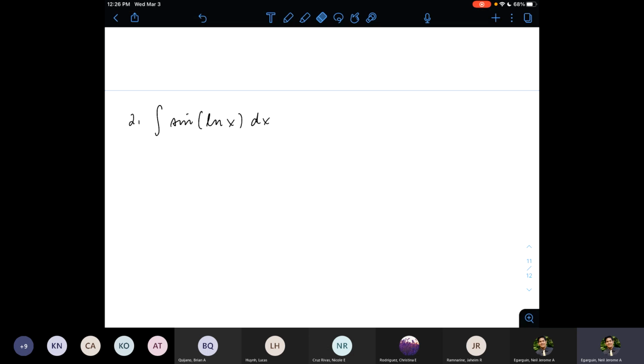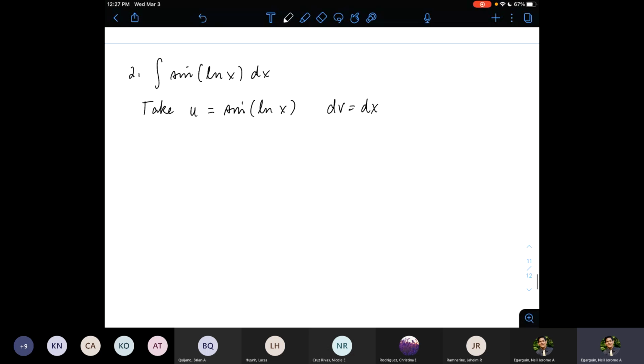So we don't have any choice but to take u. I want to use the verb take rather than let for IBP. So here we'll take u to be sine of ln x, and then dv would be just the dx because that's the only thing left. There's no point in taking dv equals sine of ln x because we need the v, and computing the v will require integrating sine of ln x, which we cannot do in the first place, right?